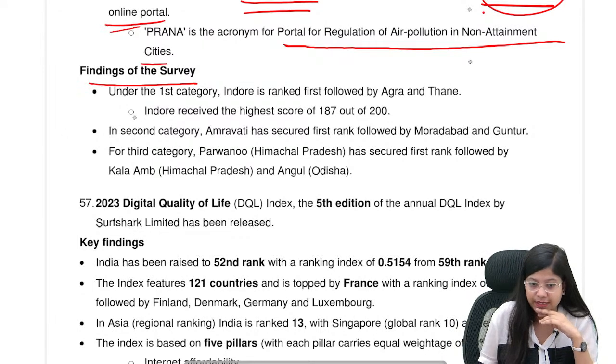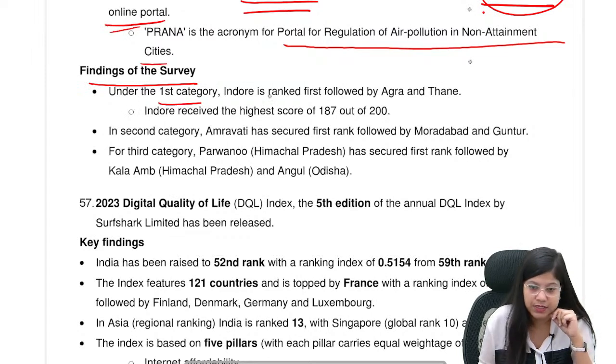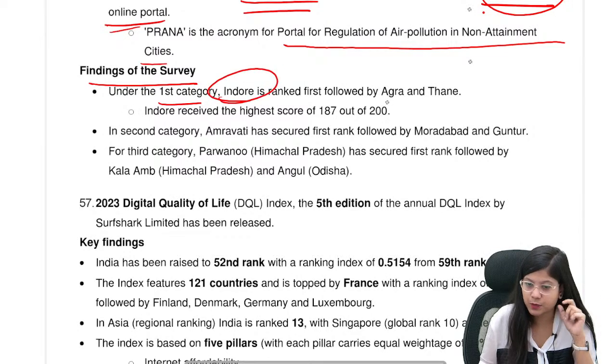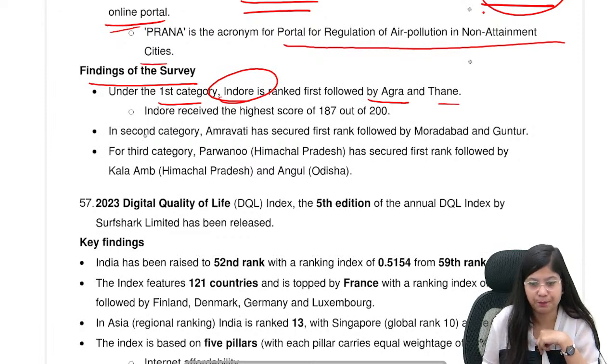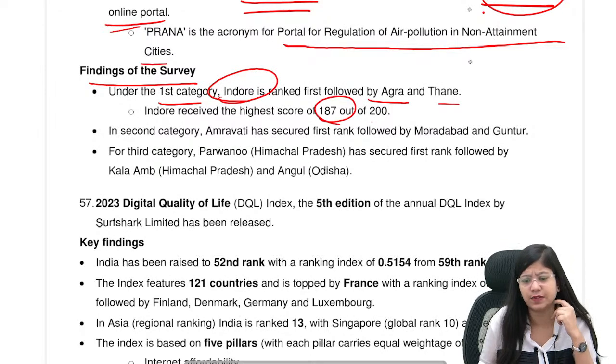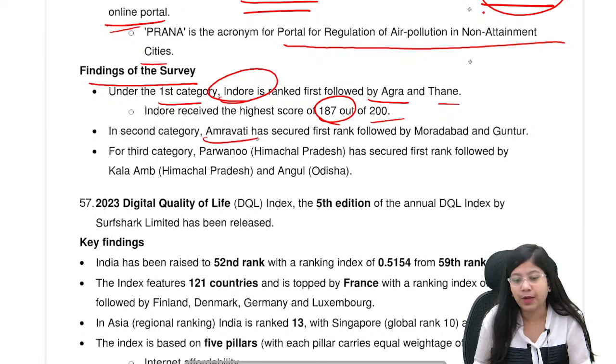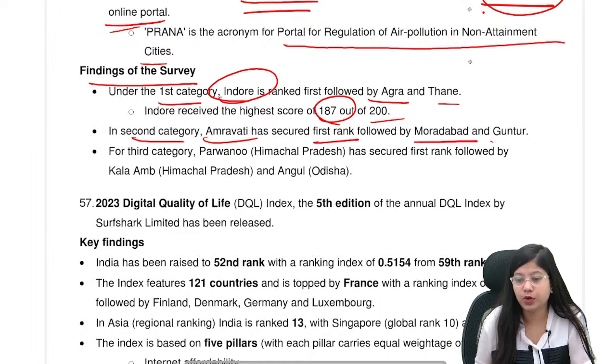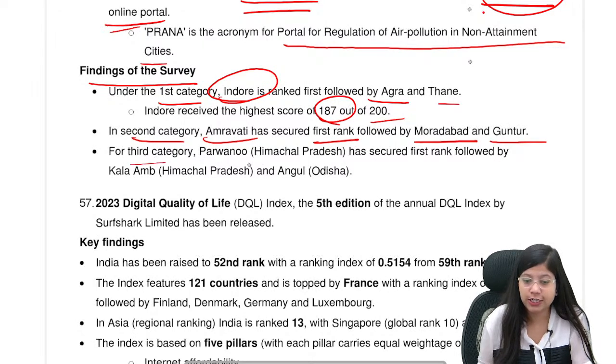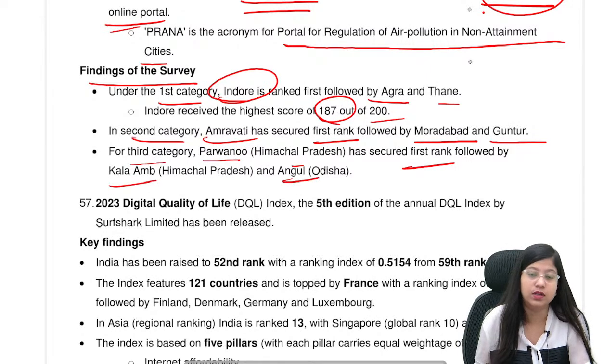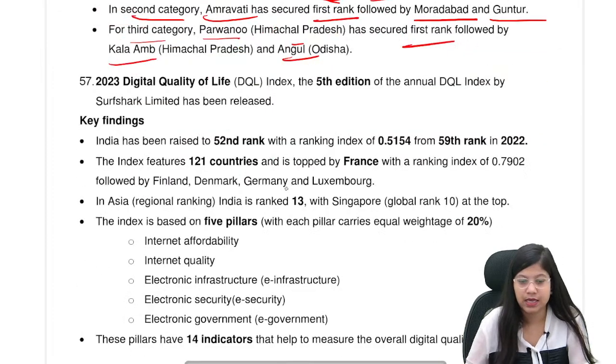Now, what are the findings? The result time. Under the first category, Indore is at the first position, followed by Agra and Thane. Indore has a score of 187 out of 200. Amravati is in the second category. Amravati has secured the first rank, followed by Moradabad and Guntur. In the third category, Parwanoo in Himachal Pradesh has secured the first rank. Then we have Kalam and Angul at the second and third positions.